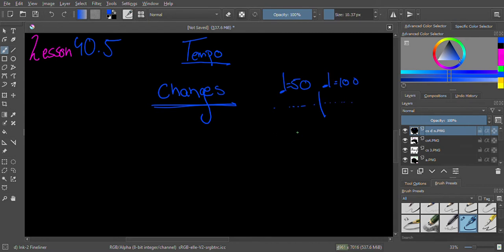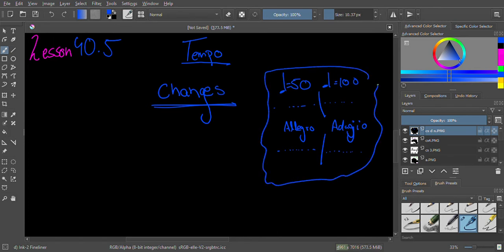You could also have a similar thing with wording. So you could have maybe allegro here, which means fast. Then you could have adagio here, which means slow. And so that means you would play this one at a fast speed, and then the next bar you abruptly start playing at a slow speed. Now these abrupt tempo changes aren't very common in the world of music. You don't see them happen all that often.